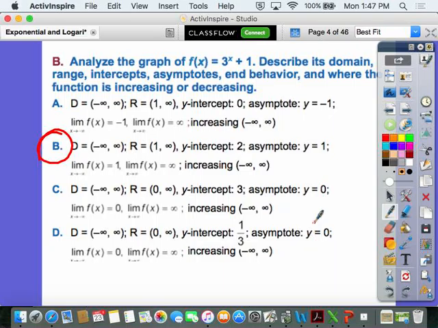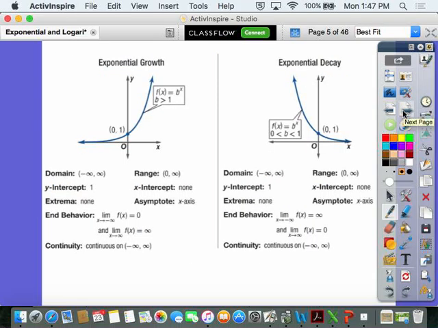You could have looked at the y-intercept by plugging in 0 for x, realizing that 3 to the 0 power is 1, adding 1 to get 2. The domains wouldn't distinguish anything, and neither was it increasing. Okay? So coming back to you, some of this stuff from Algebra 2. Okay. So, we talked about this already, but here are the properties just laid out for you.